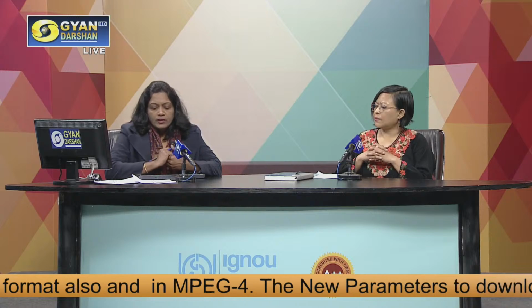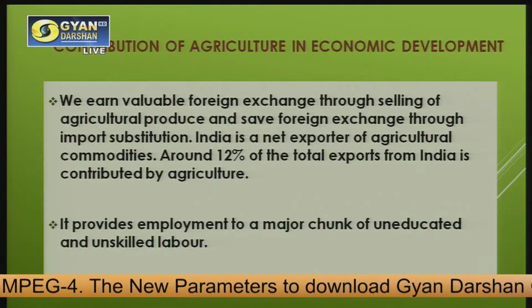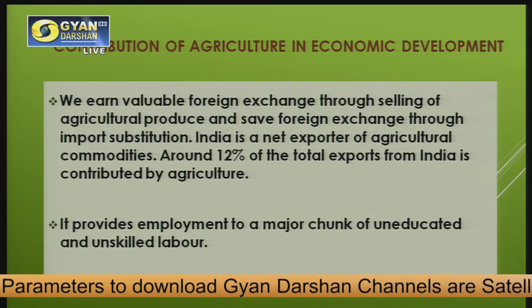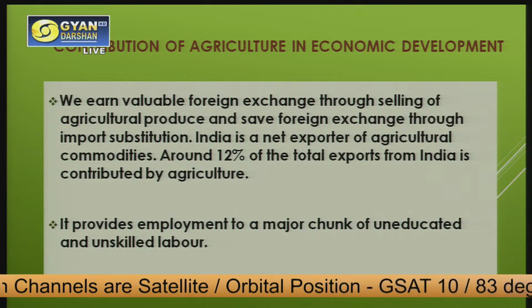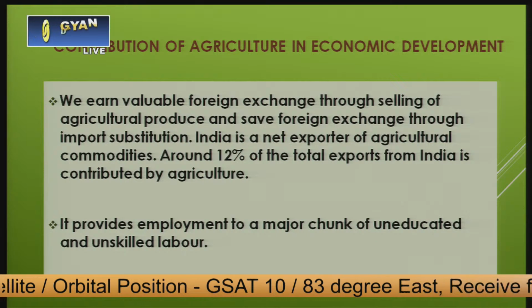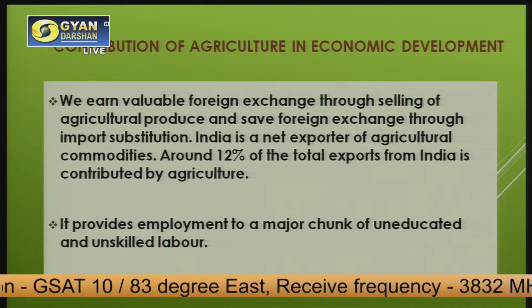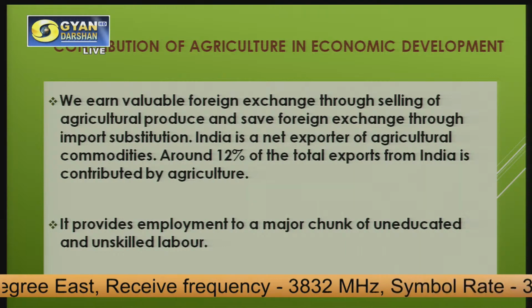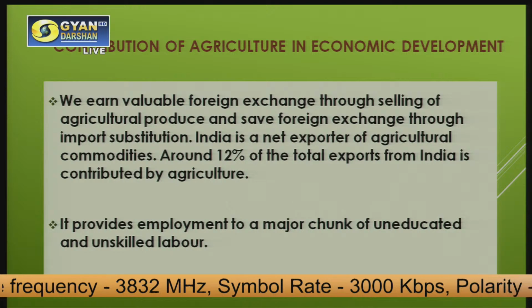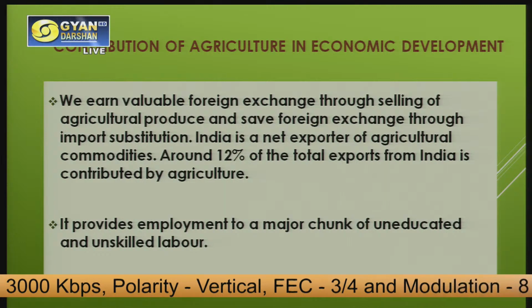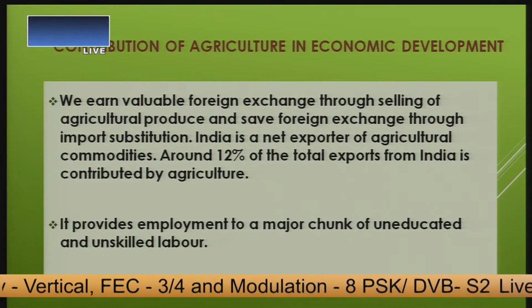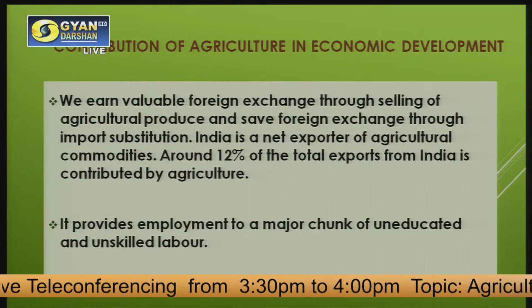Also, we earn valuable foreign exchange through selling of agricultural produce. And we also save a lot of foreign exchange through import substitution. Now, import substitution means instead of importing certain commodities from outside countries, India produces that commodity itself, which means it is substituting the import by cultivating that commodity in the country itself. So, through import substitution also, we save a lot of foreign exchange, which otherwise we would have spent on importing those commodities. Right. So, around 12% of the total exports in India is from agriculture.